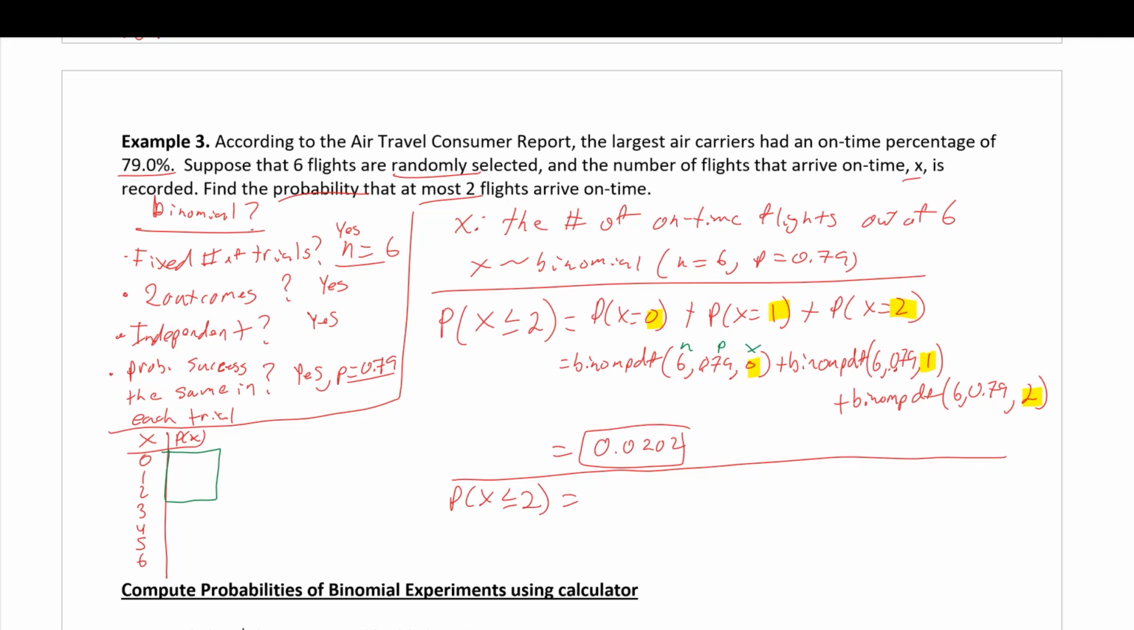So probably the x is less than or equal to is not binomial PDF, but binomial CDF, cumulative probability function. Okay, binomial CDF. So that's the key difference there. What this does is it adds up everything starting from 0 all the way up to the specified number. So it still has an n, p, x, which is 6, comma 0.79, comma, in this case, 2. And if you put that in your calculator, again, let me show you how to do that.